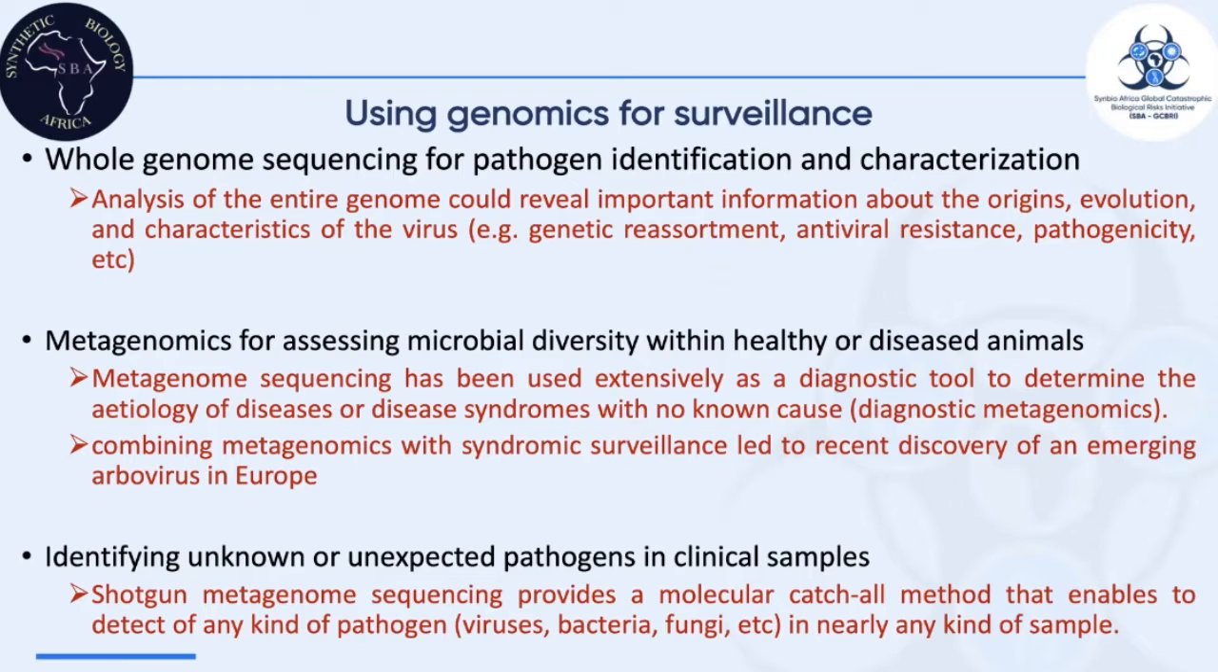For example, using nanopore for sequencing in the field, you can analyze the entire genome. For example, now in the US, there are hub labs whose work is to analyze the entire genome of different variants of the COVID-19 virus. So using whole genome sequencing, you can find the origin, the evolution, all this information about the organism that's going to cause a pandemic.